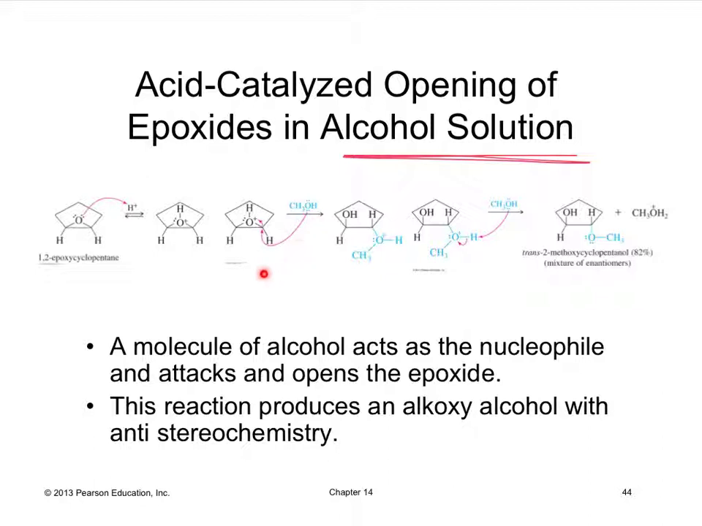This is methanol. It attacks one side, kicking electrons off to the oxygen. Now you have this protonated alcohol attached, and you want to remove that proton. Another equivalent of methanol will come in and remove that proton, generating the 2-methoxycyclopentanol. Again, it's trans, so this will form an alcohol with anti-stereochemistry.